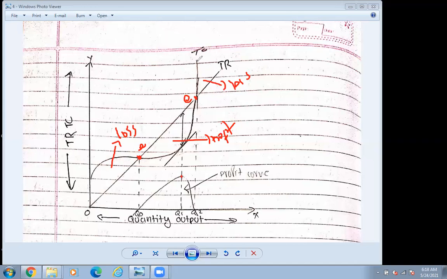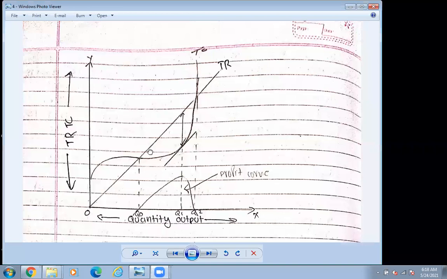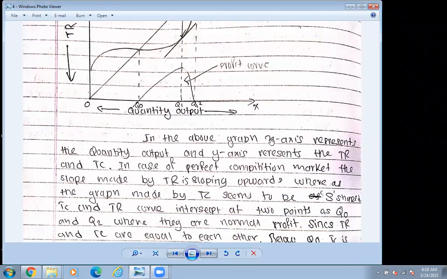So here we are going to make two graphs over here, so TR and TC. That is why write TR and TC, and write the quantity output. Is that okay? Now let us explain the graph. In the above graph, x axis represents the quantity output, okay, and y axis represents the TR and TC. So in case of perfect competition market, the slope made by TR is sloping upward whereas the graph made by TC seems to be S shaped.